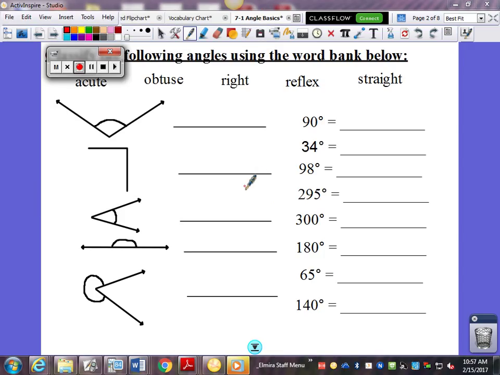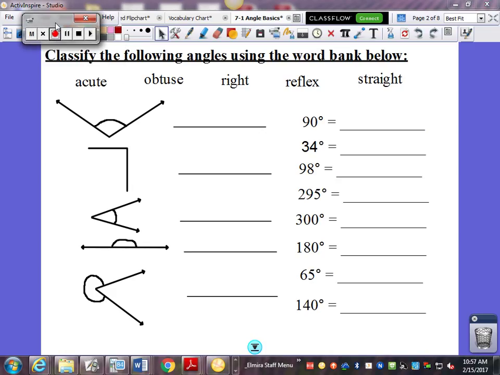Hey guys. Okay, so today we're practicing using some of our vocabulary from our vocabulary chart. We're first going to talk about classifying angles, okay, between acute, obtuse, right, reflex, and straight.